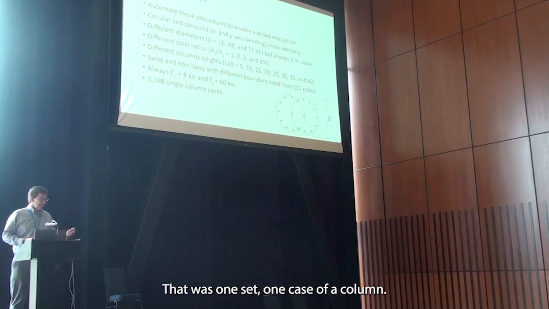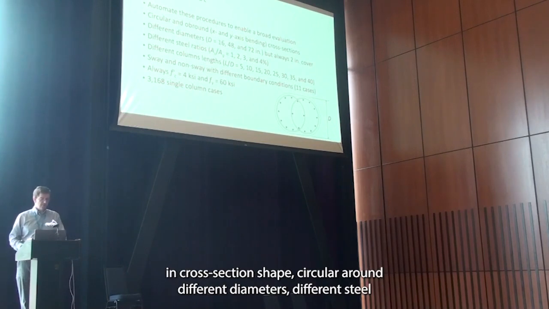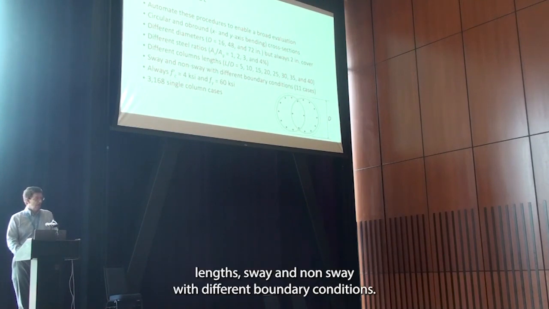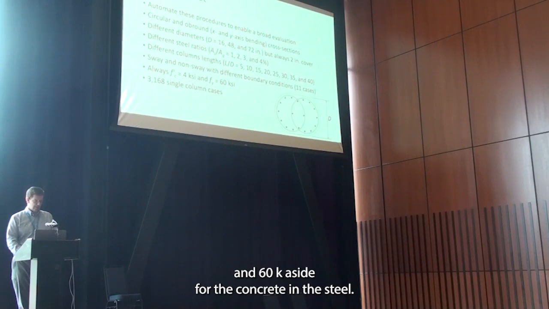That was one case of a column. We did a lot of cases of columns, specifically 3,000, with variations in cross-section shape, circular and oblong, different diameters, different steel ratios, different column lengths, sway and non-sway with different boundary conditions. The material parameters, however, were always the same at 4 KSI and 60 KSI for the concrete and the steel.